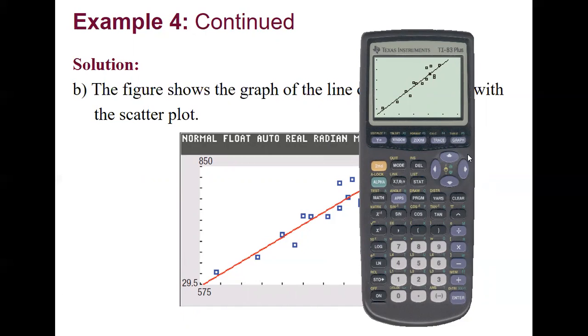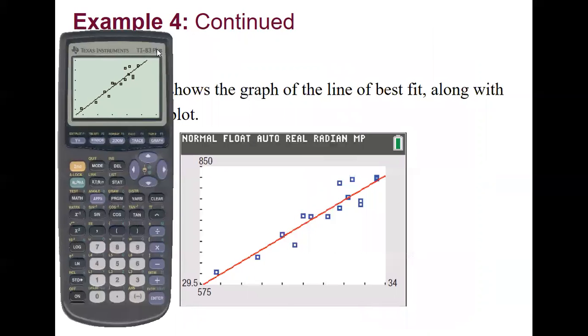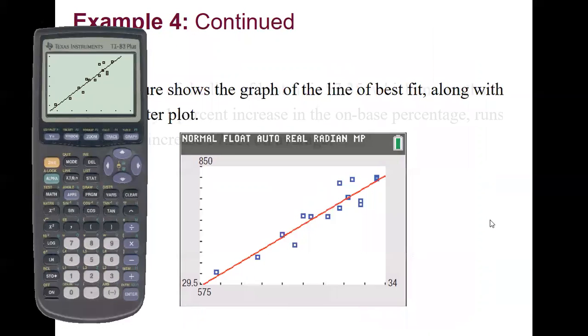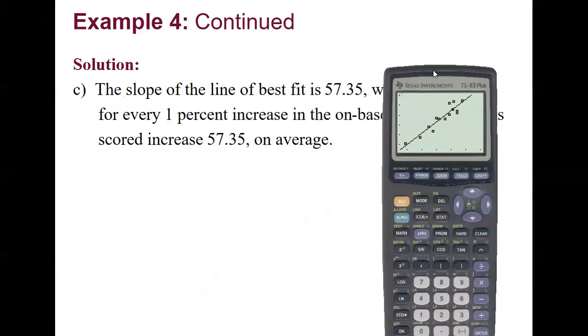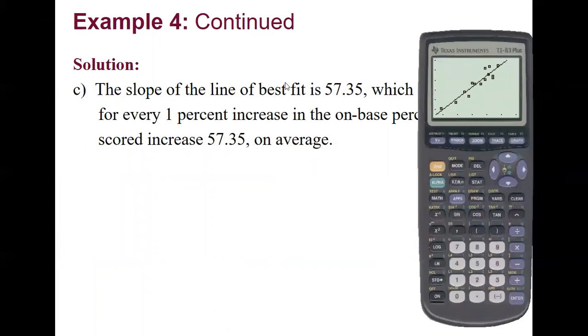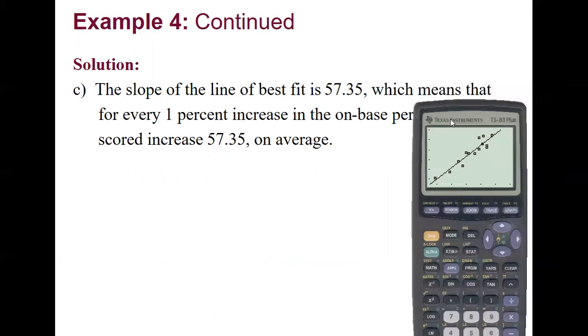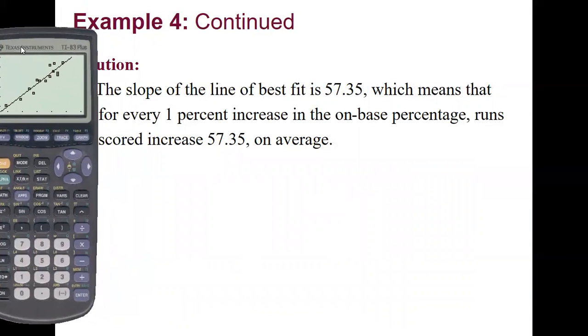And that's how you do it, okay? Fairly easy. Hopefully you feel like that's doable. All the instructions are here. And so our slope was 57/3500, which means that for every 1% increase on the base percentage runs, they will increase their score.